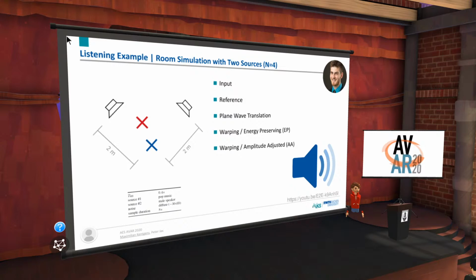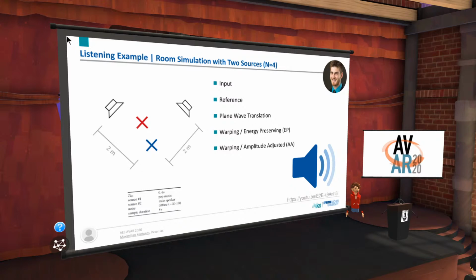Because we are at AVAR, at this conference where we have the possibility to really listen to binaural signals, I prepared something. It's rather a toy example, even a bit quick and dirty. I'm sorry for this.